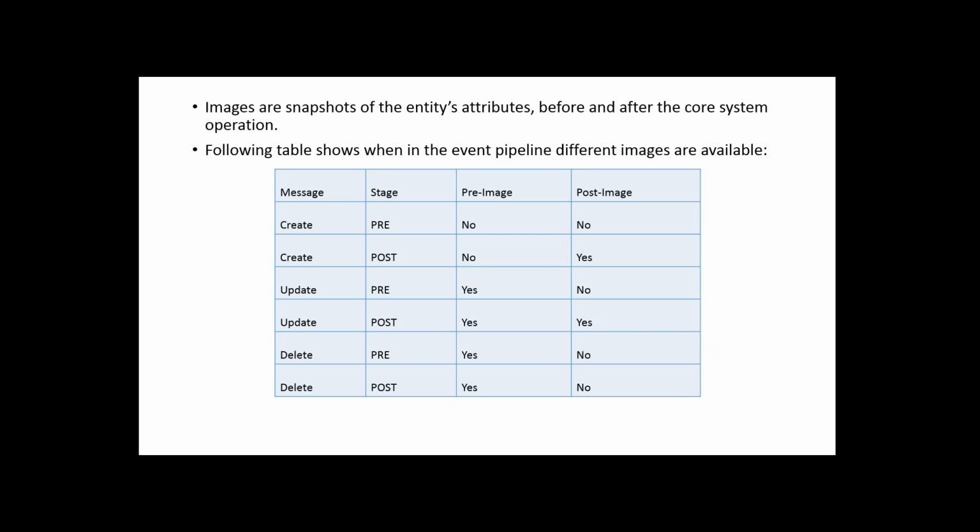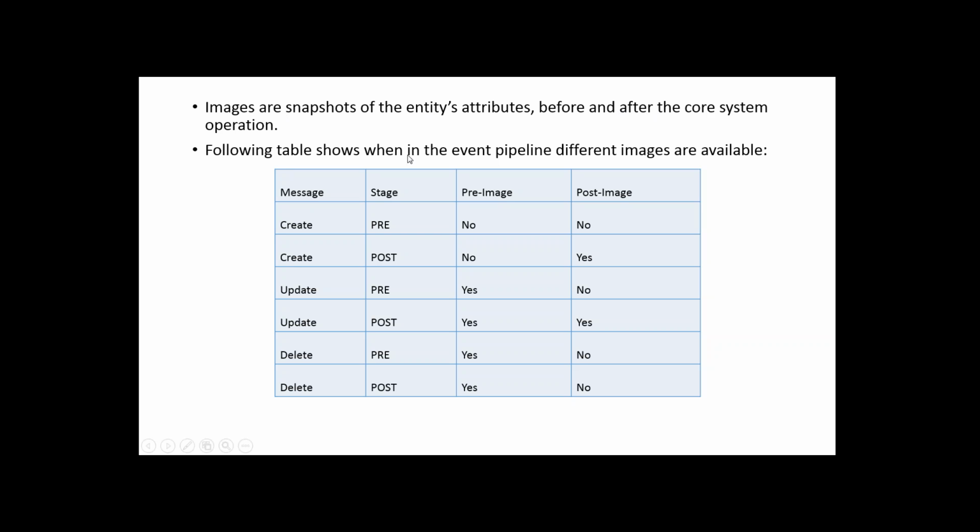So for retrieving the values that are there in the database, earlier we would use the retrieve statement. Now we can use the images concept. The images are snapshots of the entity's attributes, before and after the core system operation. So these are the snapshots of the attributes in the database, the values that are there in the database, and we can get them through images.